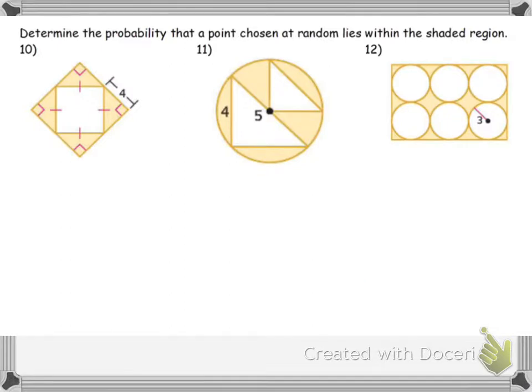Alright, and then these last 3, I am just going to do, I will do number 10 and 12. How about that? Alright, so the probability again that it's in the shaded region. Okay, and so here, I need to get the area of the shaded part. Okay, so I'm going to look at these. There's a couple different ways you can think about these, the area of the shaded part.